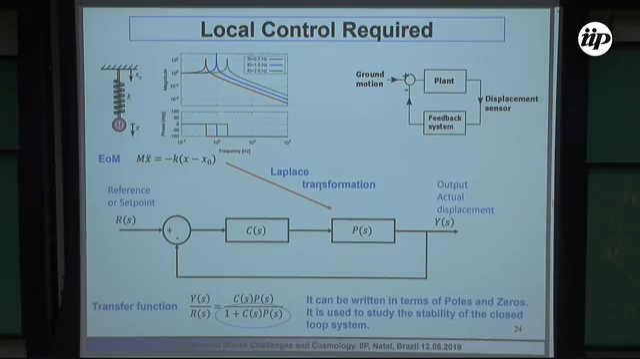So we need local control. For example, if we have a very basic system, we have the equation of motion by a Laplace transformation. We can put it in this control loop, and we need to study the transfer function of this control loop, and we can write it in terms of poles and zeros as we did with our transfer functions. Now we need to study the stability of the system, because, for example, if this product is -1, we will have an unstable system.